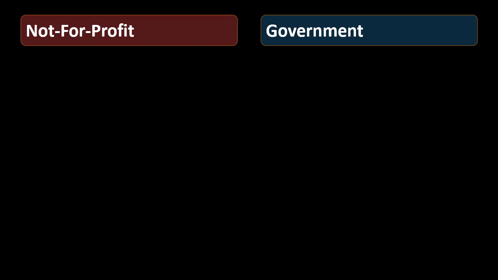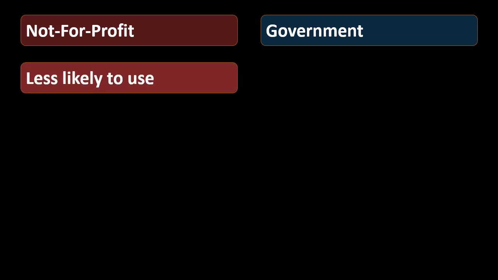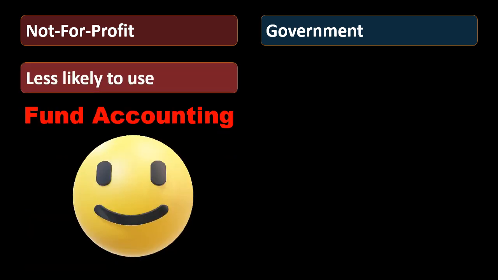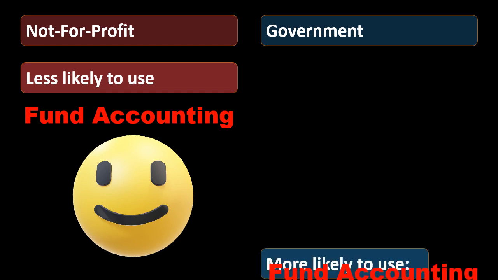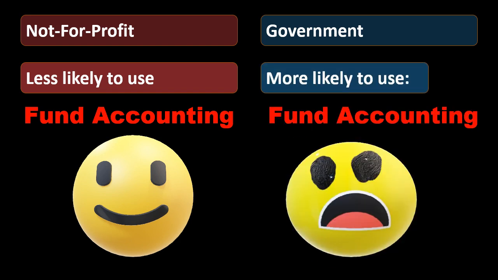One of the major differences between the not-for-profit organization and governmental organizations is that it's less likely that the not-for-profit organization will have to apply full fund accounting, although they might have other things that they must do to track things differently than a for-profit type of organization. The governmental accounting is more likely to use full fund accounting, which is going to be a system that can be a bit complex.